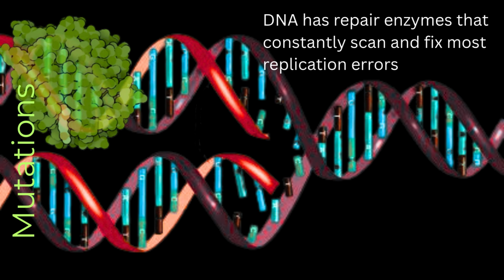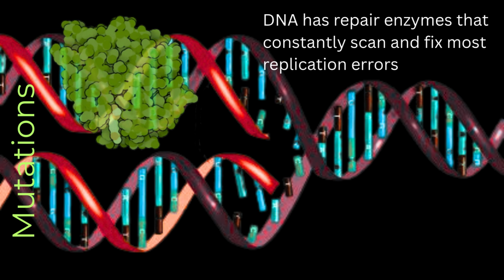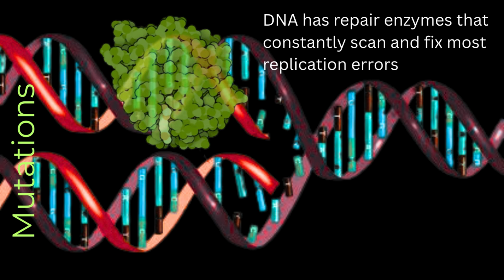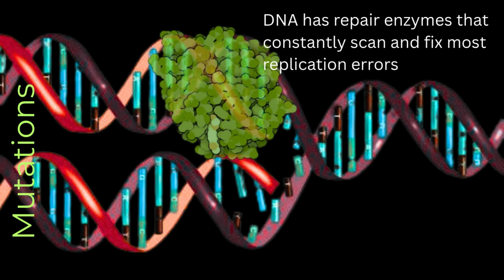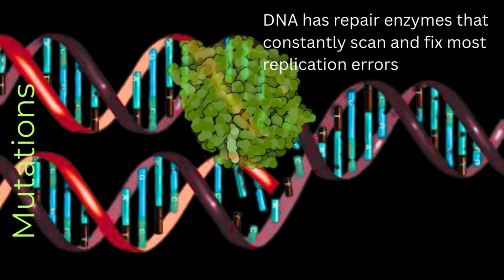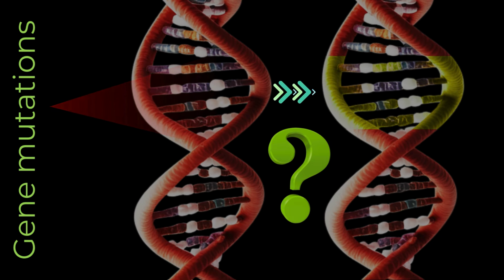Fortunately, DNA has repair enzymes that constantly scan and fix most replication errors. However, when this repair system fails, mutations can persist, and sometimes these changes become the starting point for evolutionary change. Now, let us examine the different types of gene mutations.